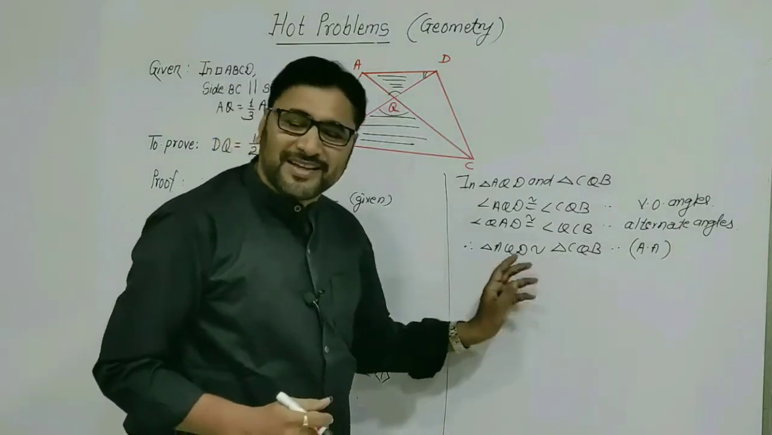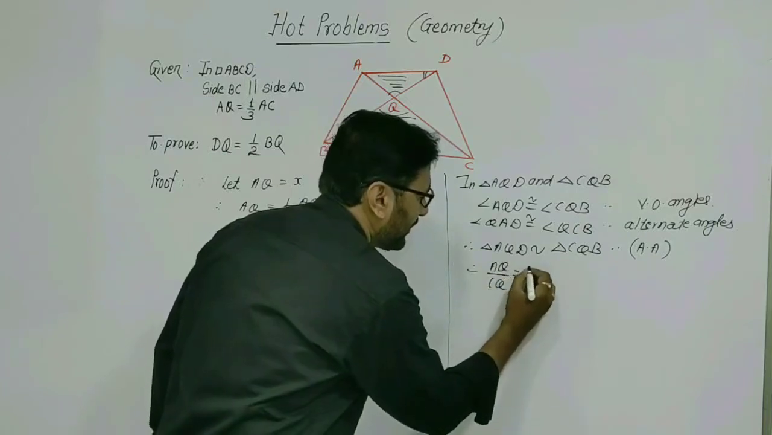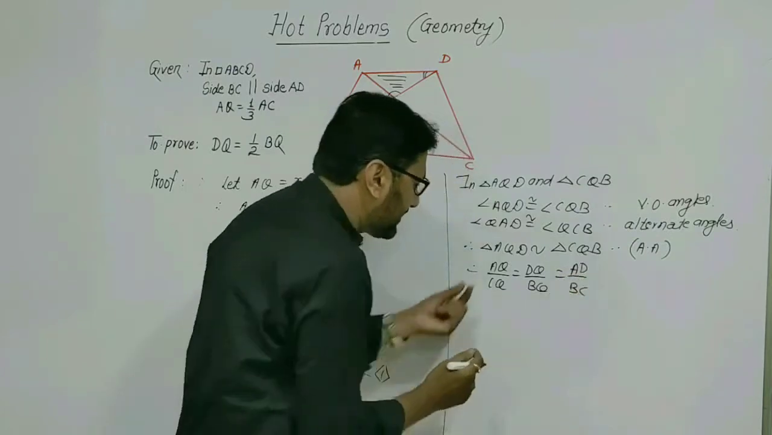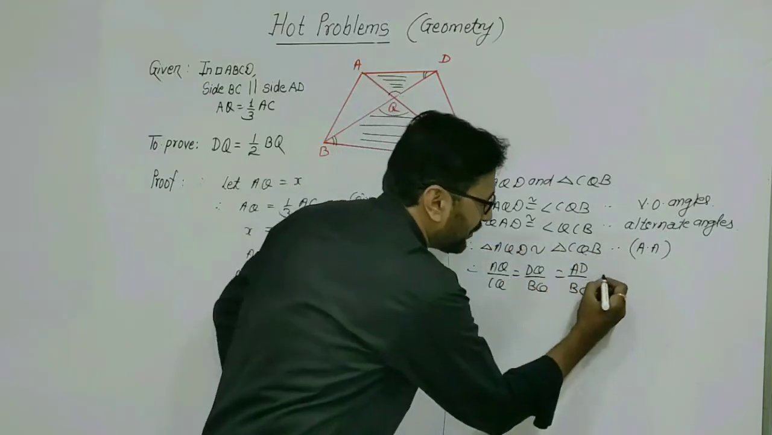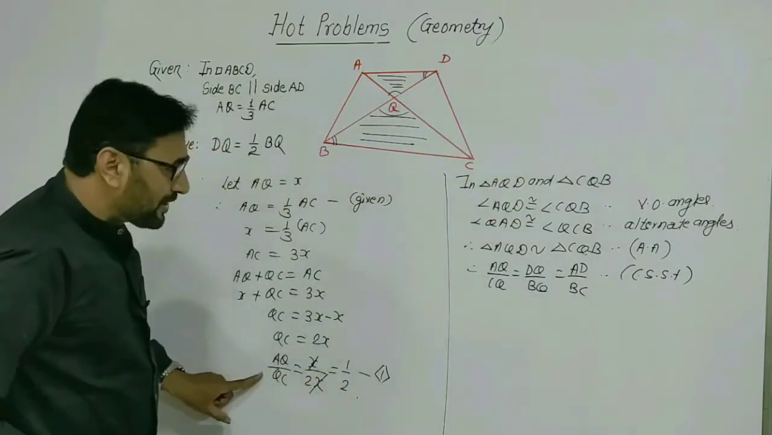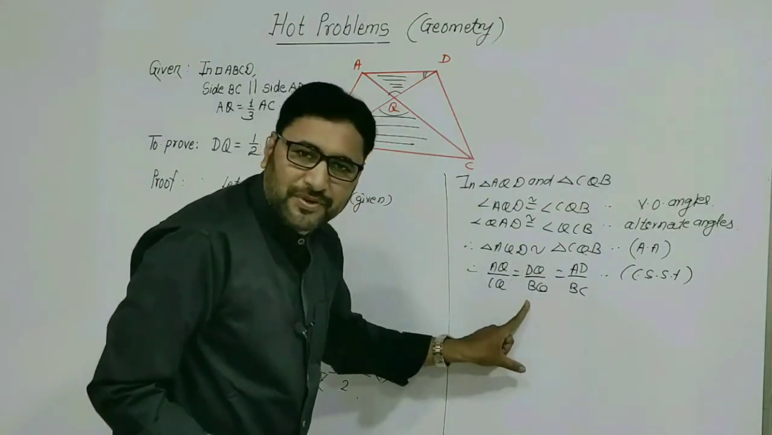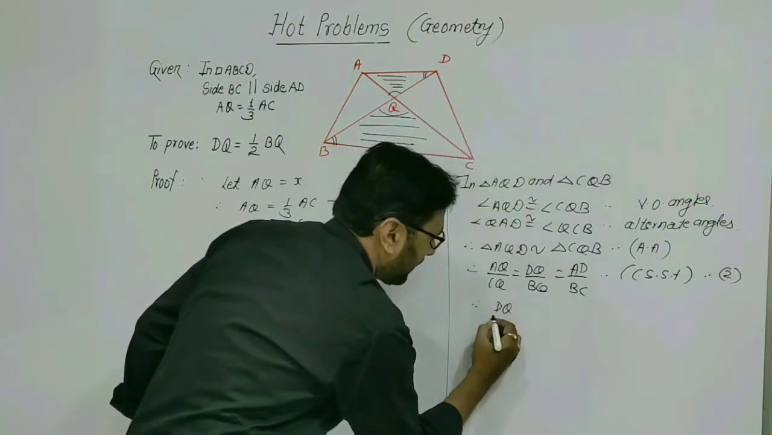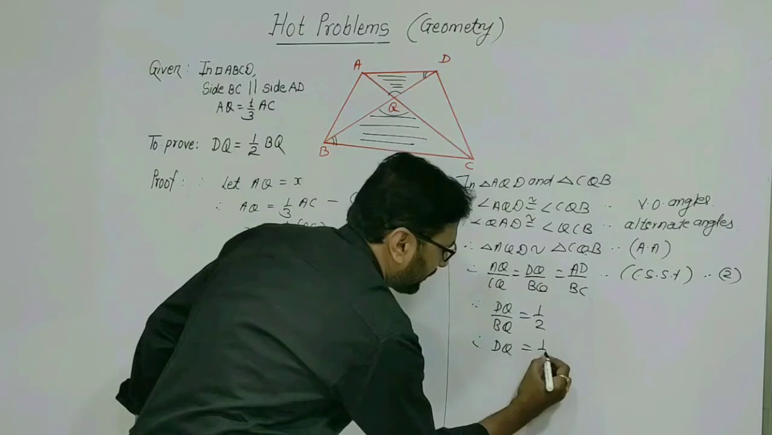Since triangles are similar, their corresponding sides are in proportion. So AQ upon CQ is equal to DQ upon BQ is equal to AD upon BC. See students, AQ, CQ, QD, BQ, AD, CB are corresponding sides of similar triangles. But you know, AQ upon QC is 1/2. So can I take DQ upon BQ is also 1/2? So therefore, if I take this as number 2, DQ upon BQ is equal to 1/2. So therefore, DQ is equal to 1/2 BQ.